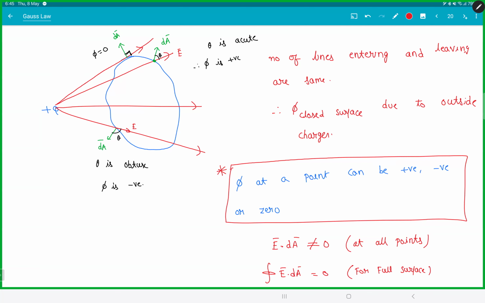Any doubts on this? Clear, everyone? So we know one thing now. If you put a charge Q inside a box, any random closed box, the flux is Q by epsilon.